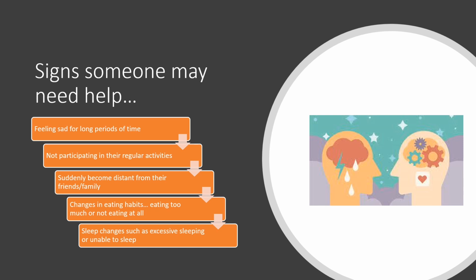So there are some signs that you can use to let you know if a person or yourself may truly need help. If you notice someone is feeling sad for long periods of time, if you notice someone not participating in their regular activities, or if they suddenly become distant from their friends or family, you notice changes in their eating habits, meaning they're now eating way more than usual, or they're eating way less than usual, or not at all. The same thing with sleep. If they are sleeping way too much, or if they are having a hard time sleeping, these are just a few signs to show that someone may be dealing with a mental emotional disorder or need mental emotional support.